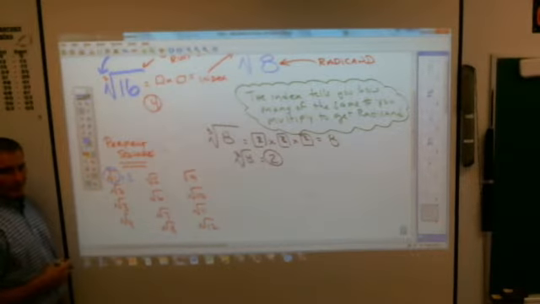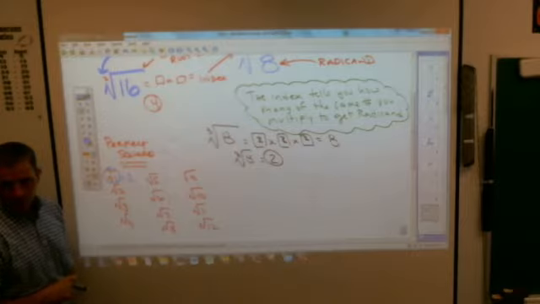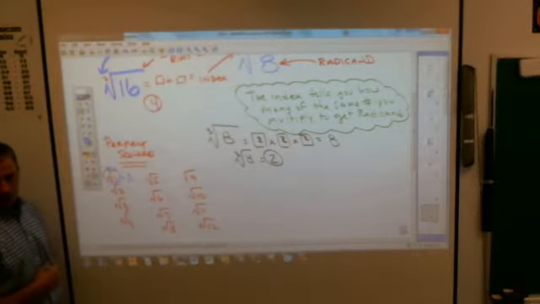Square root of 2. Is there a number times itself that will give you 2? What times what gives you 2? 2 times, no, it's got to be the same number.